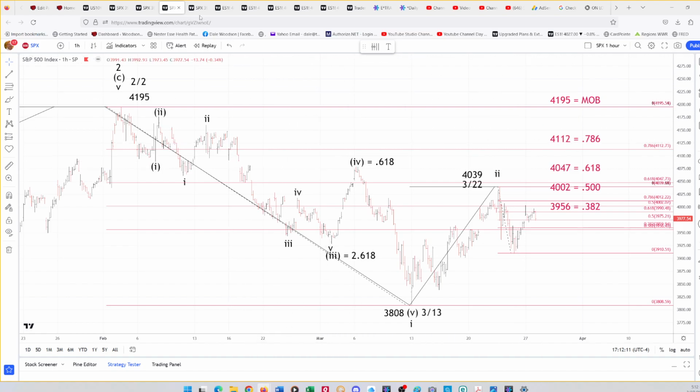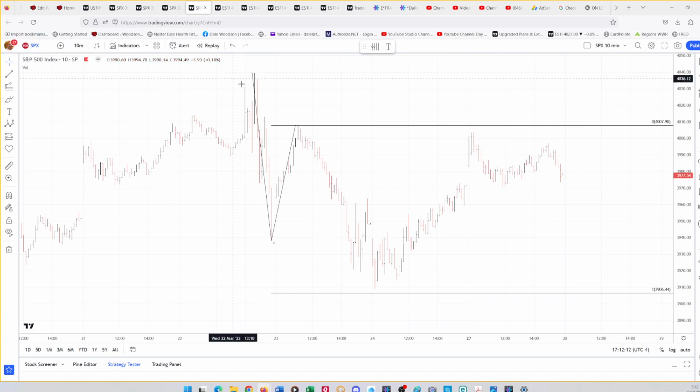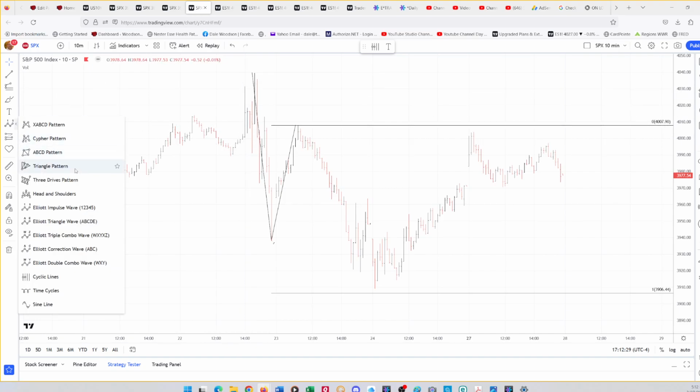Let's see if I've got that on the next chart here. And that might be it right there, right? Yeah, 40.39. This is a 10-minute chart. Okay, that would be 1 down, and that would be 2 up, and 3 almost equaled 1 right there. This could be a series of 1s and 2s. This could be, let's just put that in for you guys.